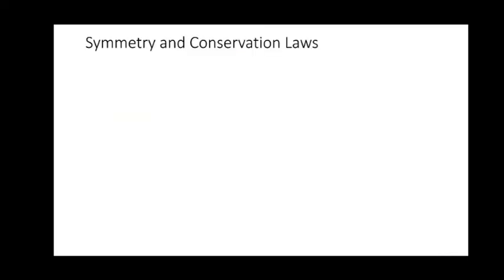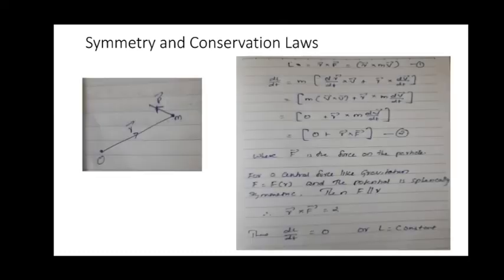Now we will see an example of symmetries leading to conservation laws. We have been talking about how symmetries of Newtonian mechanics led to conservation laws. Now we will see an example where we have a particle of mass m moving under the influence of a central mass capital M located at the origin here.